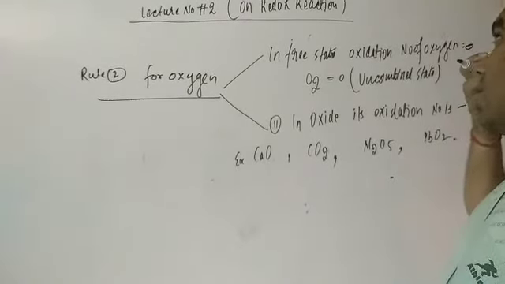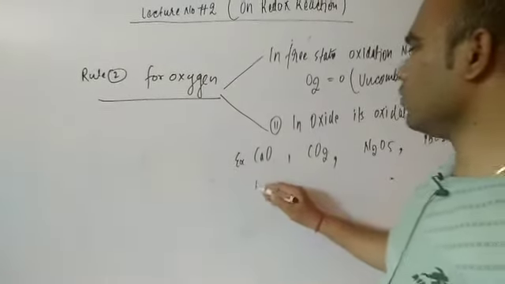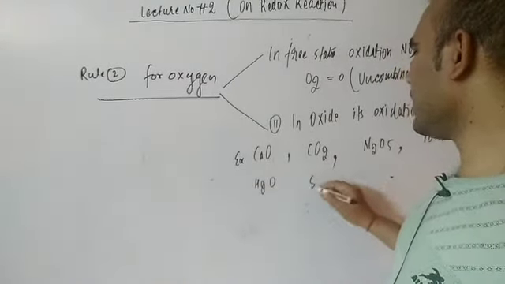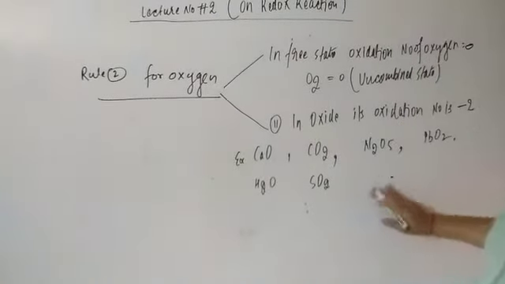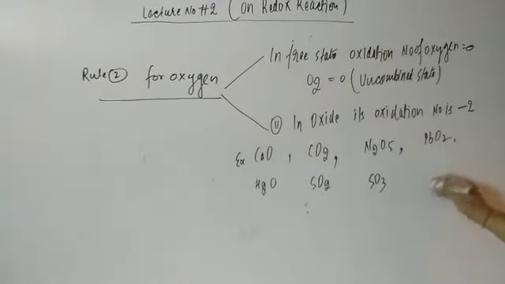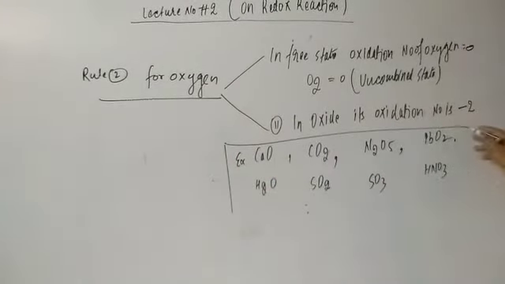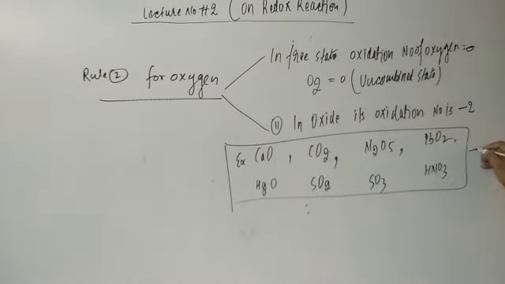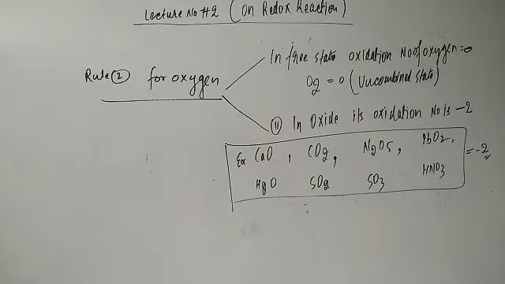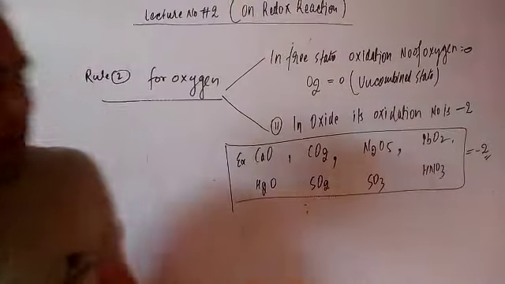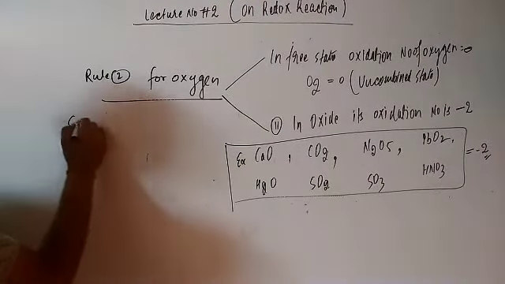In all these cases, they are H2O, SO2, SO3, HNO3. So these all are oxides, and here the oxidation number of oxygen is -2. They are the normal oxides, student. So in case of normal oxide, the oxidation number of oxygen is how much, student? This is -2. Let us try to understand with the help of examples. Suppose we are going to understand CaO.